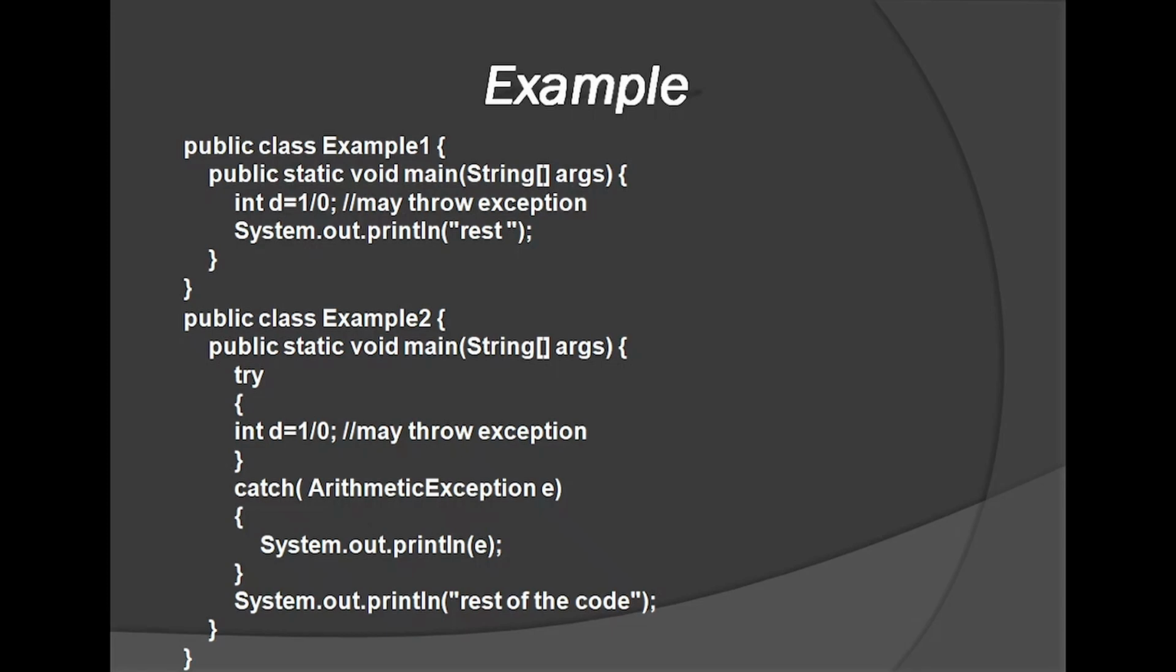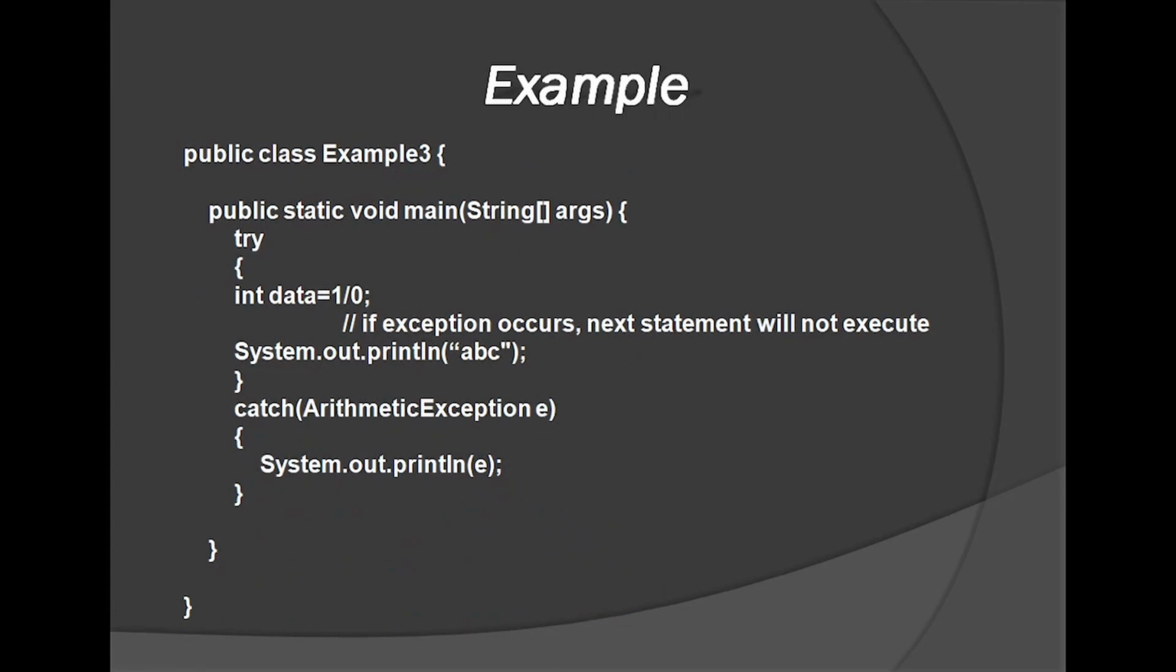So after that, the rest of the code, like the last line, runs properly. Let's see the other slides. Here's one more example of try and catch. In this code, inside a try block, if we write a statement that might cause an error whenever we run the code, then anything we write after that error will not run.